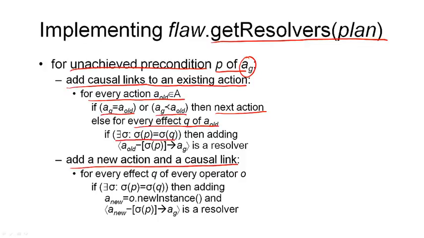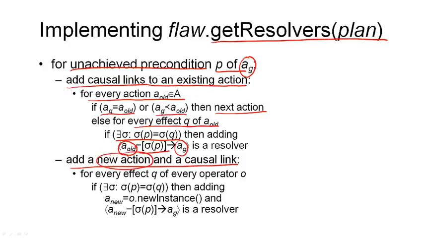And again, what we do is we try to find a substitution consistent with our variable binding constraints such that P and Q are equal. If we can find such a substitution, then adding a causal link to our plan is a resolver for this threat. And the causal link we need to add is from our currently existing action to our consumer, protecting the link sigma of P. So we instantiate our proposition with the substitution we just found. This was the case where we used an existing action in our plan to provide support for an unachieved precondition.